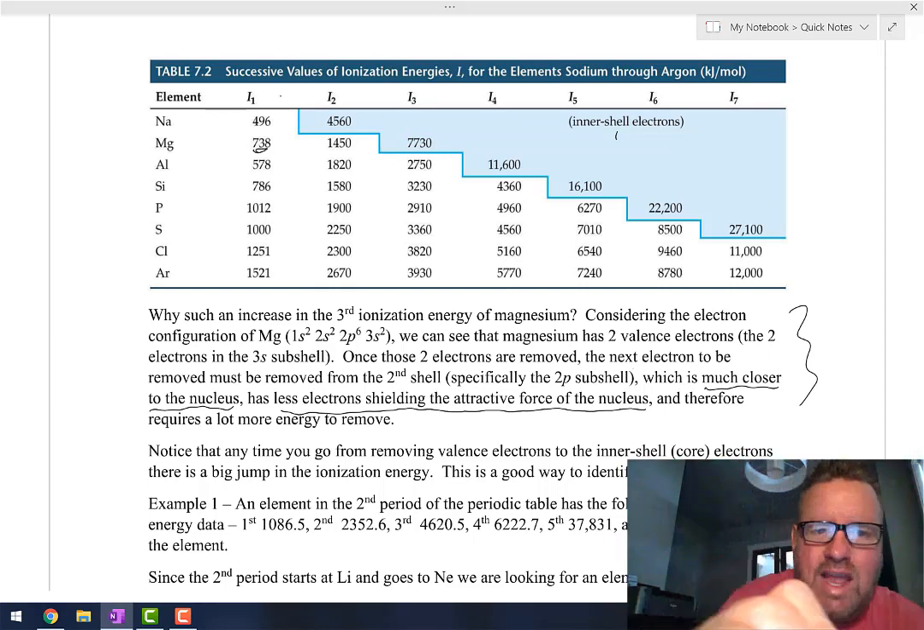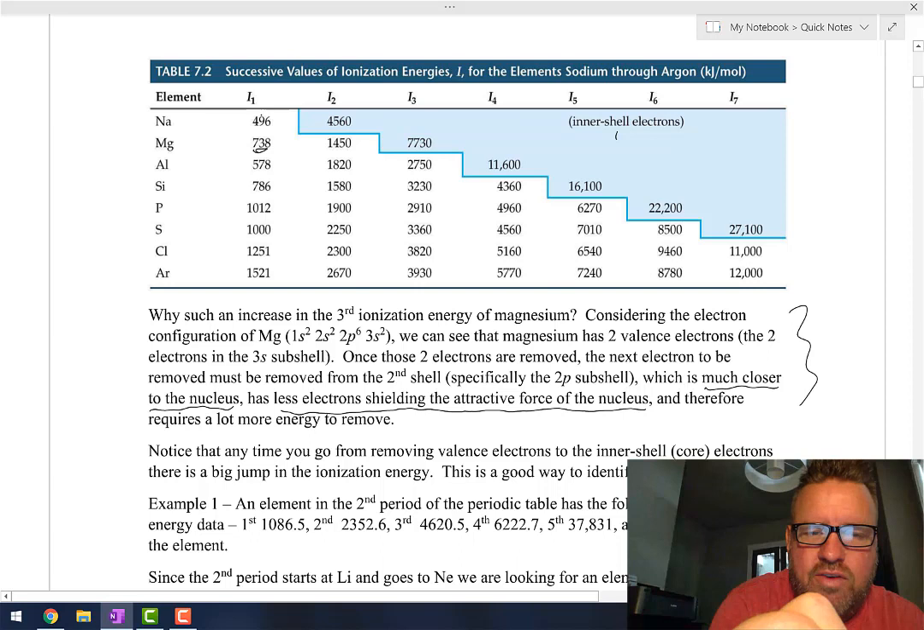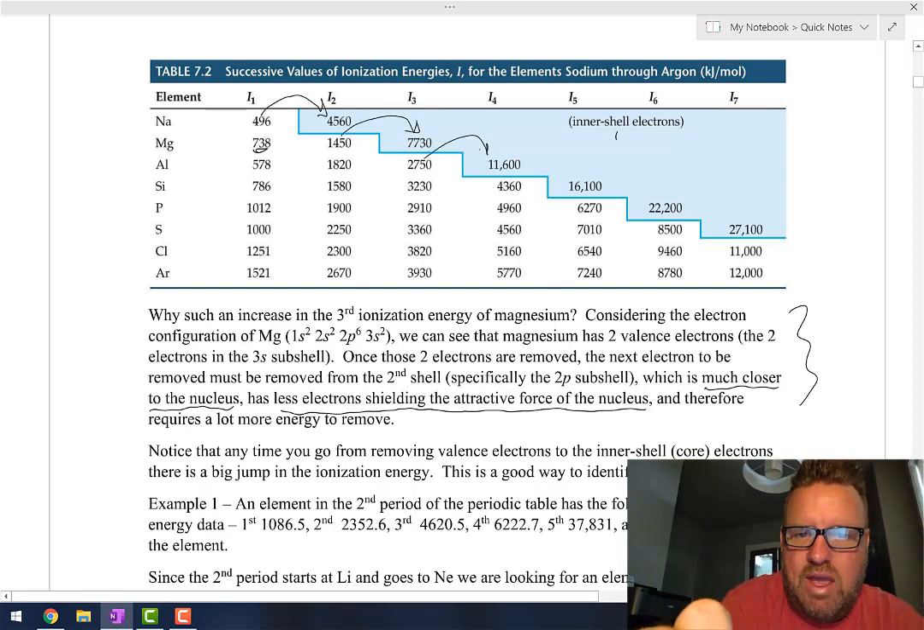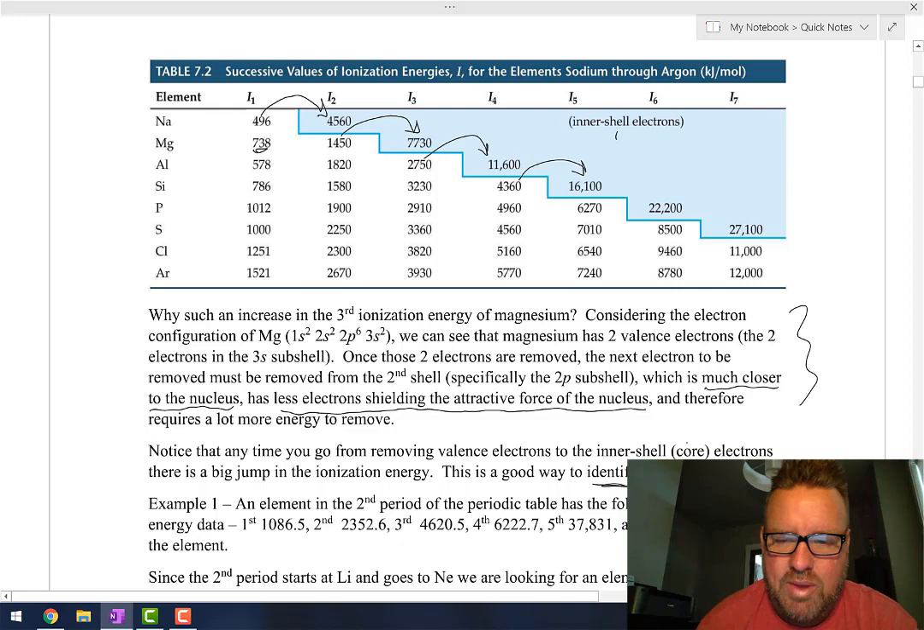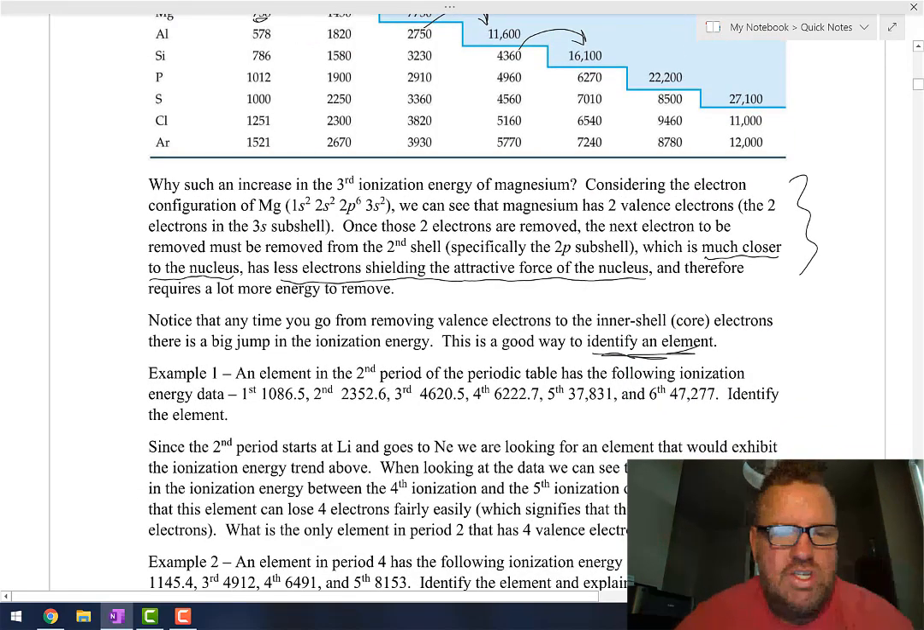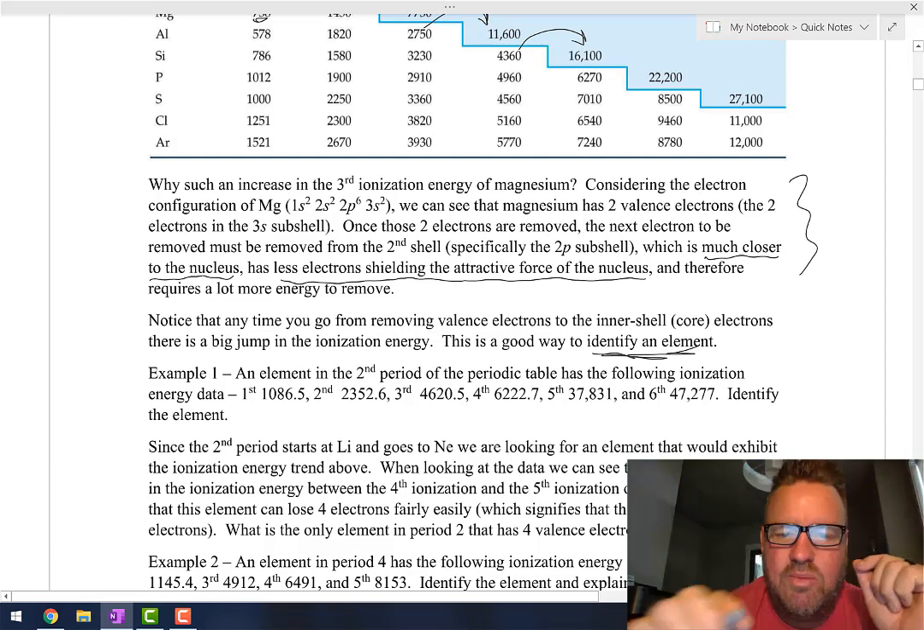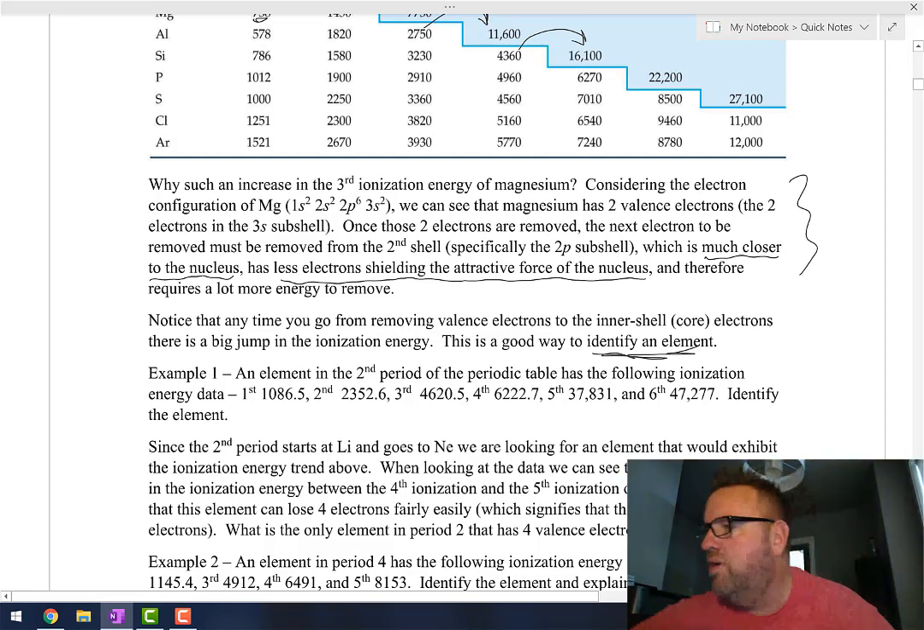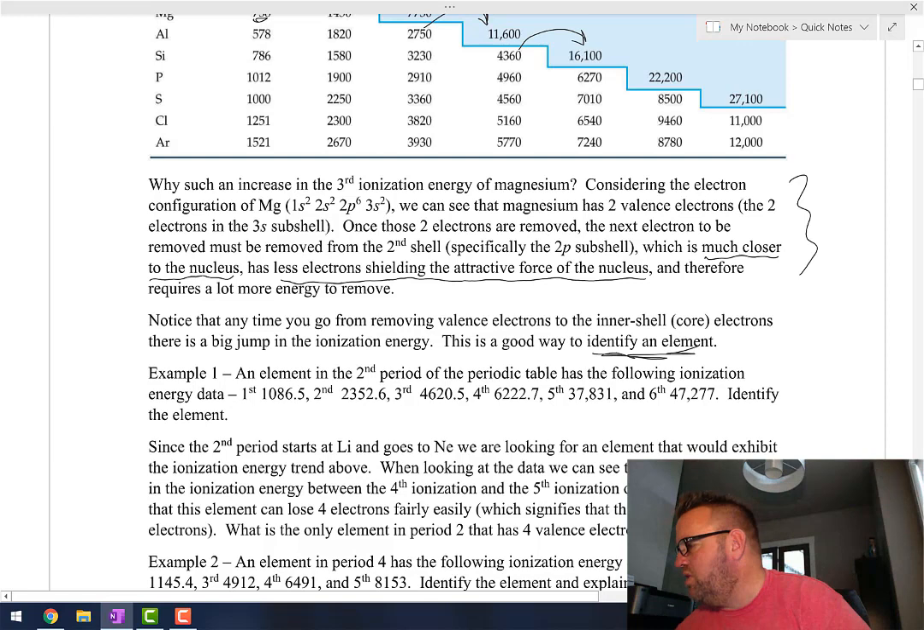So notice that anytime you go from a valence electron to an inner shell electron, there's a big jump in the ionization energy. And what that does is it helps us to identify an element. And let me explain to you what that means. Okay? Let's look at example 1 here. It says an element in the second period of the periodic table. So let's make sure we understand what that means.